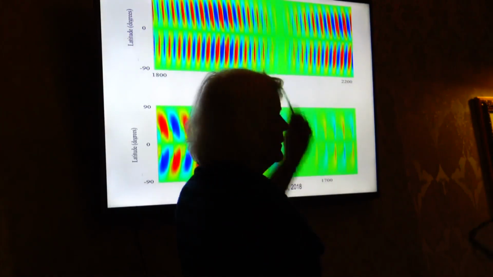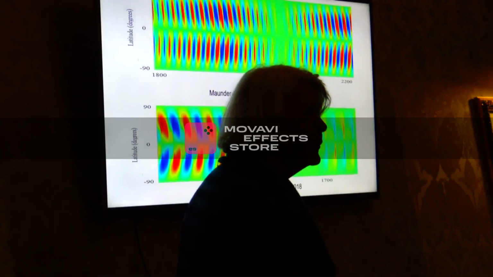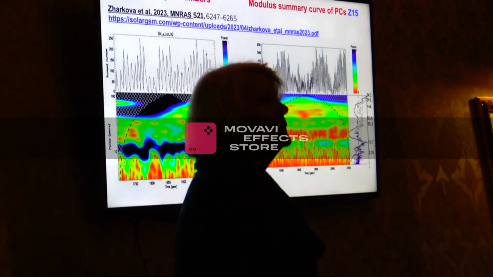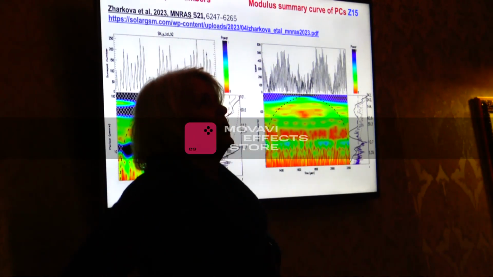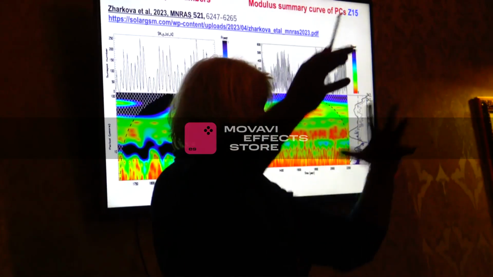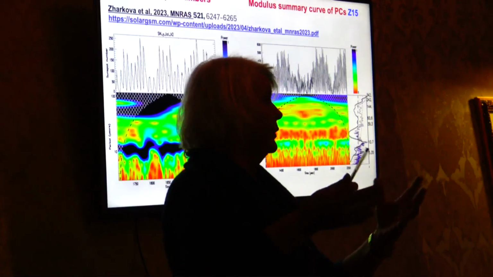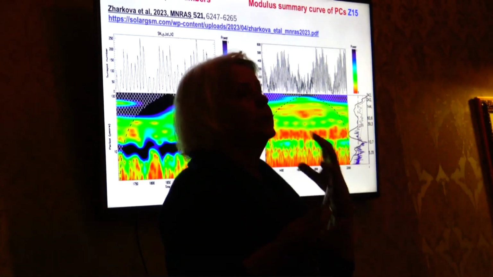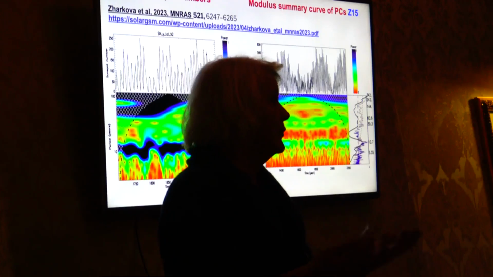So we have a butterfly diagram, which we can reproduce. Then, last year, we compared our cycle of solar activity, a modular summary curve, with the sunspots, just to see, to prove it works.